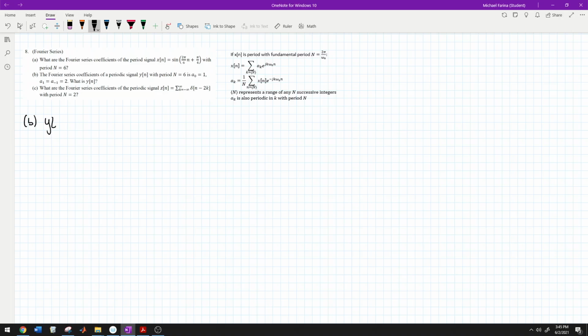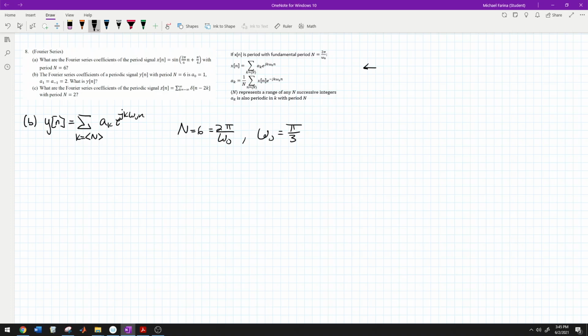So we have y of n, and we can use the top formula over here. So that's going to be equal to the sum over capital N of a k e to the j k omega naught. Now, N is equal to 6. That's our fundamental period. And that's equal to 2 pi over omega naught. So omega naught is equal to pi over 3.